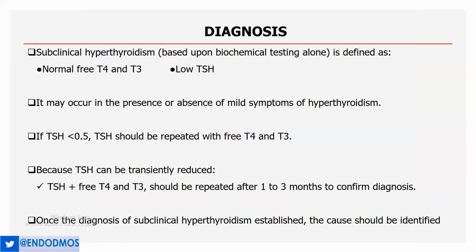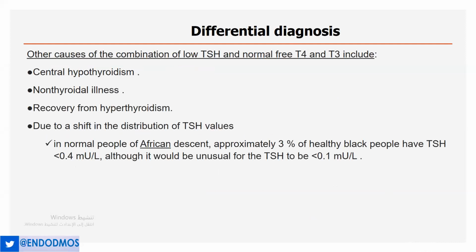Diagnosis, again: low TSH with normal free T4 and T3. It may occur in the presence or absence of mild symptoms of hyperthyroidism. If TSH is less than 0.5, it should be repeated with free T4 and T3, because TSH can be transiently reduced. TSH plus free T4 and T3 should be repeated after 1 to 3 months to confirm the diagnosis. Once the diagnosis of subclinical hyperthyroidism is established, the cause should be identified following the same steps we use with overt hyperthyroidism, including antibodies, uptake scanning, etc.